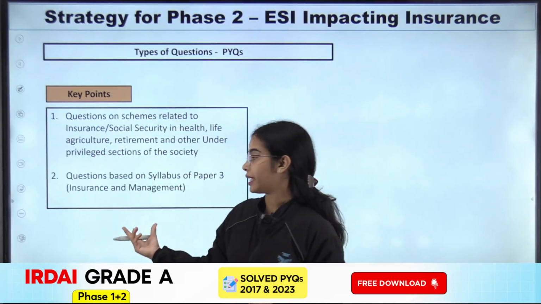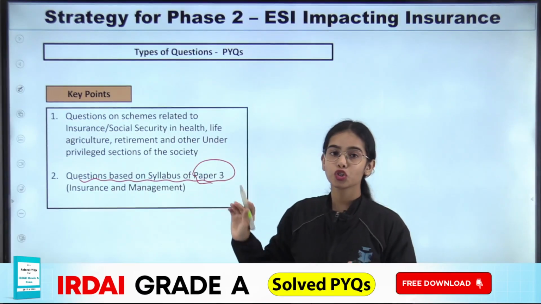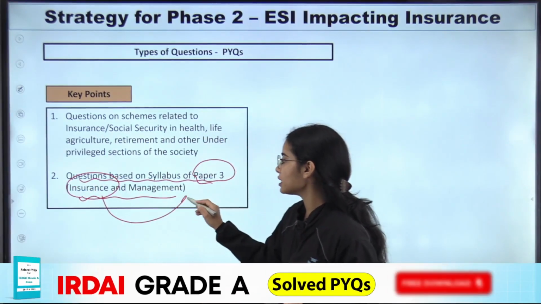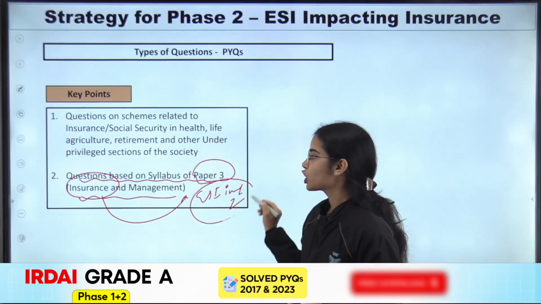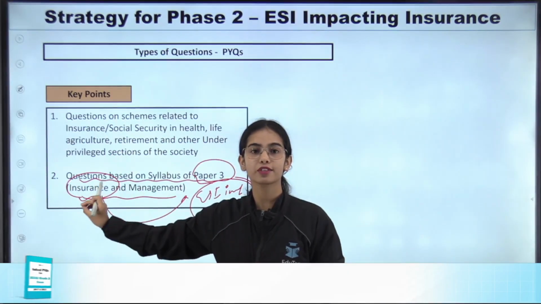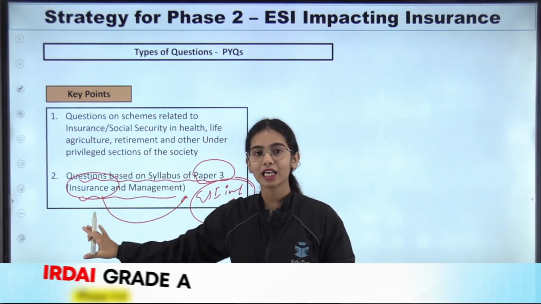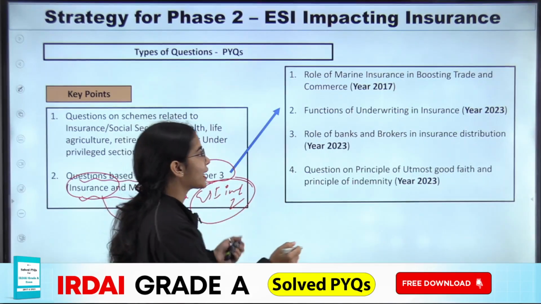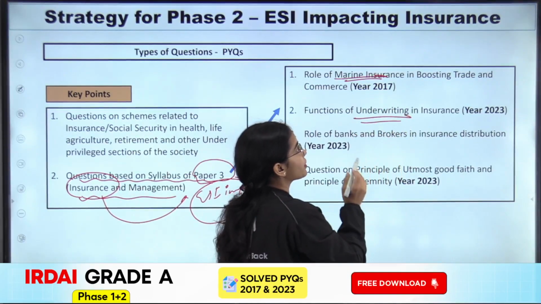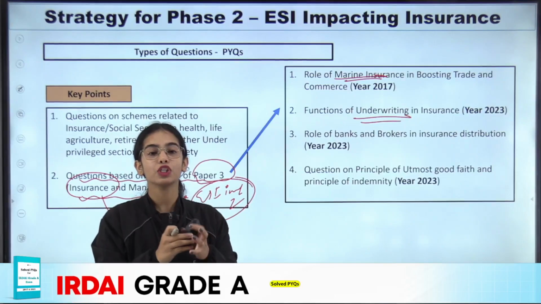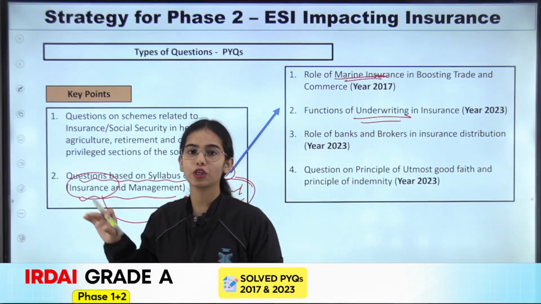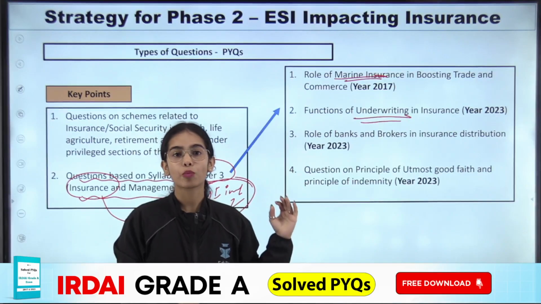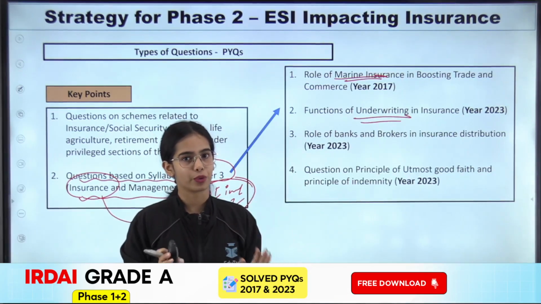Now coming to the next area to focus on, that is questions based on the syllabus of Paper 3. So do not be surprised when you see some insurance or management questions, especially insurance questions, in ESI impacting insurance. Okay, so the core insurance questions from the insurance syllabus of your Paper 3 can also come in your ESI impacting insurance. We have seen in 2017 and 2023 there were direct questions from your insurance syllabus present in ESI impacting insurance. So if you have done your insurance and management component very well, you will be able to answer these questions very easily, because they are from your Paper 3 syllabus, insurance and management. Okay, so this is the basic idea.